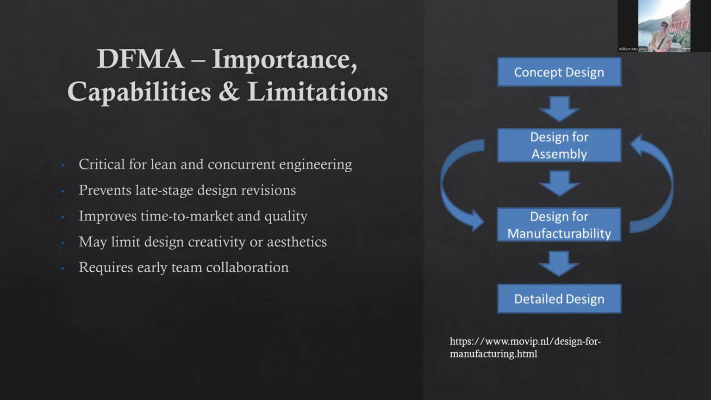So, talking about the importance, the capabilities, limitations of DFMA. It's critical for lean and concurrent engineering, prevents late stage design revisions, which we talked about in class. Making changes up front is so much more cost effective than going back, deciding that we need to make changes after manufacturing has already occurred. DFMA helps us speak a shared language between engineers and anticipate problems before they happen. If you've ever just tried to assemble something without properly looking at the instructions before, you know how it goes with poor design and not planning ahead.